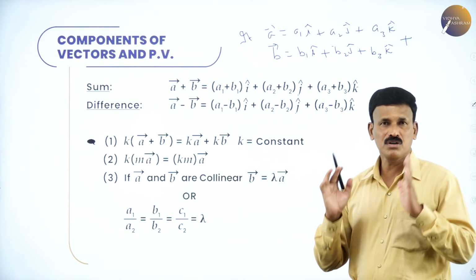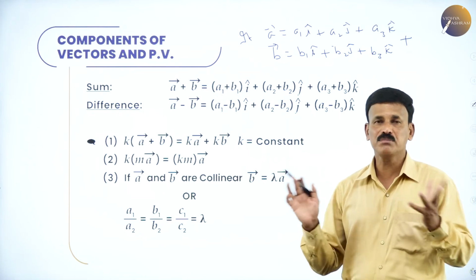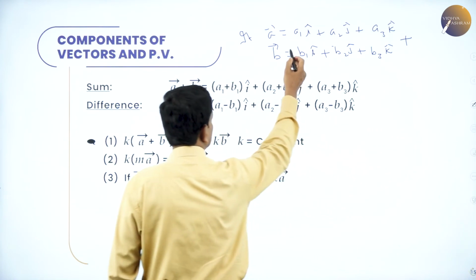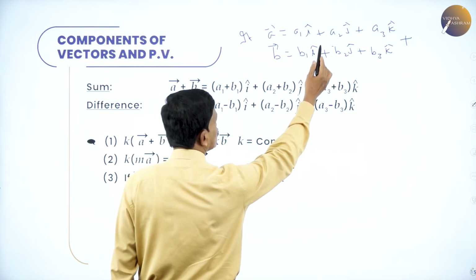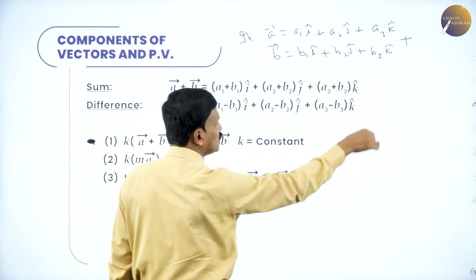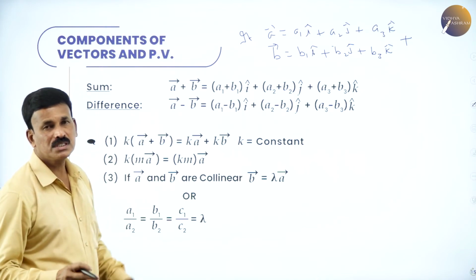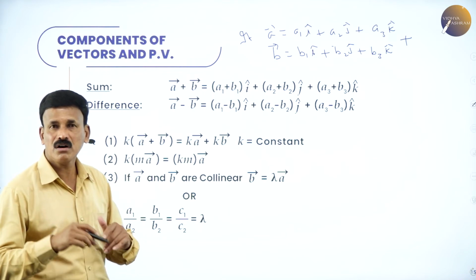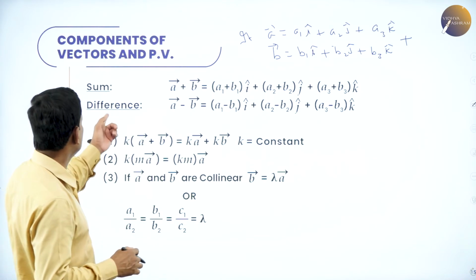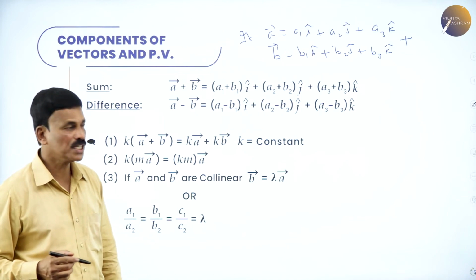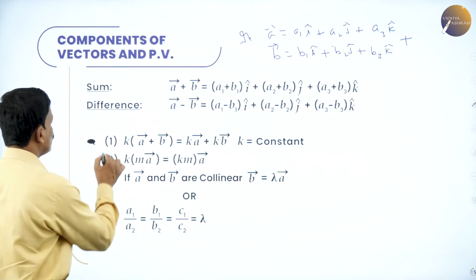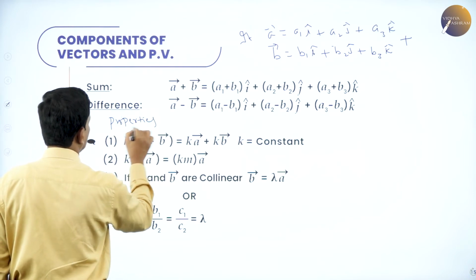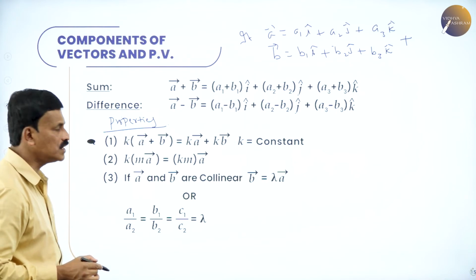The coefficient of i, coefficient of j and coefficient of k can be added separately, whereas for the difference, the subtraction A minus B, we subtract: a1 minus b1 into i plus a2 minus b2 into j plus a3 minus b3 into k. So just the coefficients of i, j and k must be added or subtracted to get the sum or the difference, A plus B and A minus B. Now there are a few properties of vectors. These are very important properties.